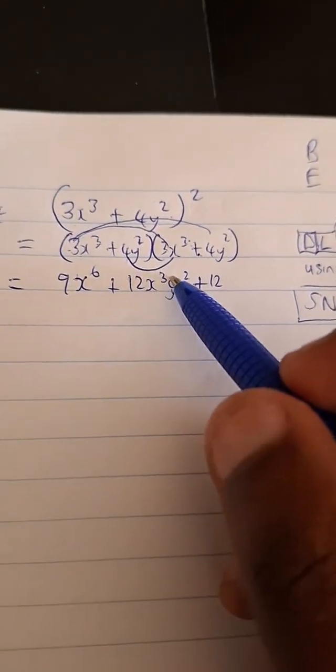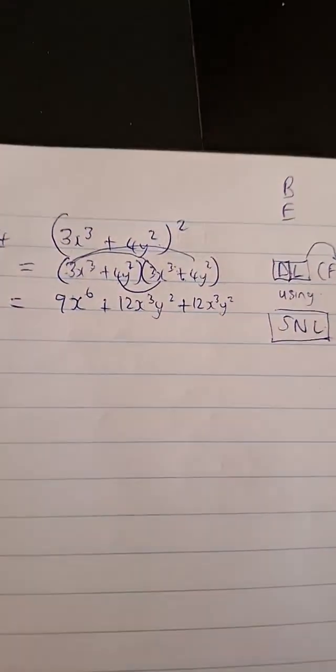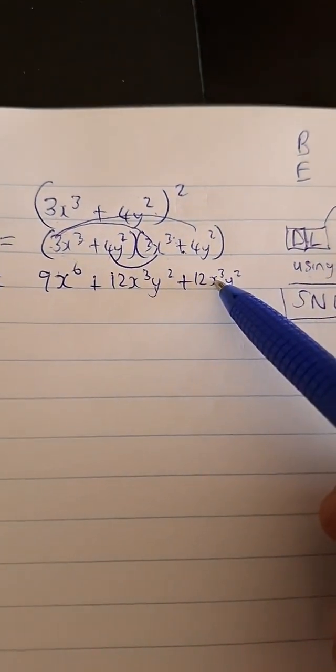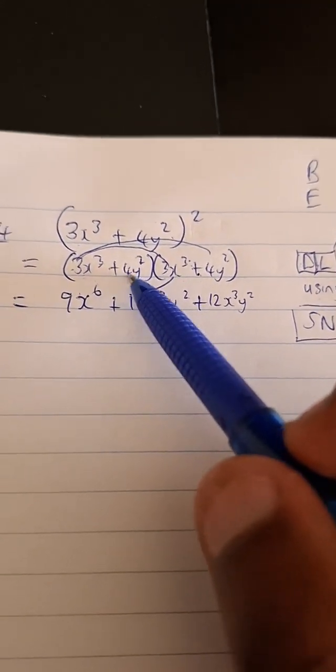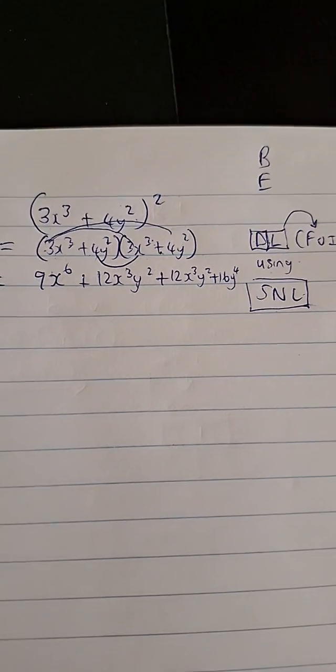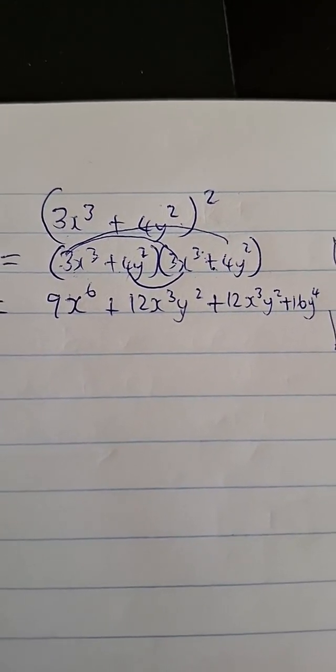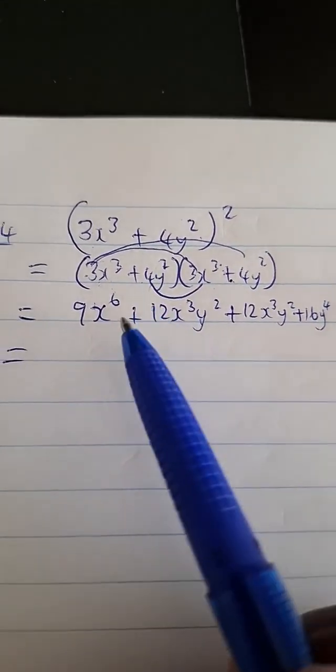Remember here we can see x cubed y squared. So what we do is we just arrange it in the order that will make beautiful sense. Then positive times a positive is positive. 4 times 4 is 16, and then y squared times y squared is y to the power 4. FOIL applied in its majesty.